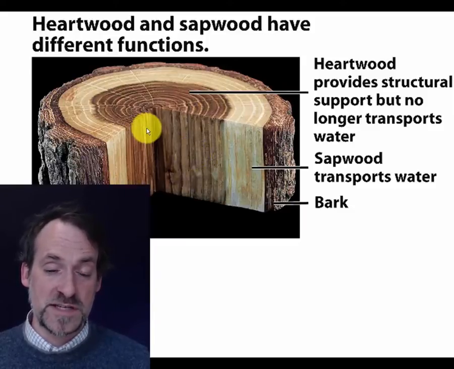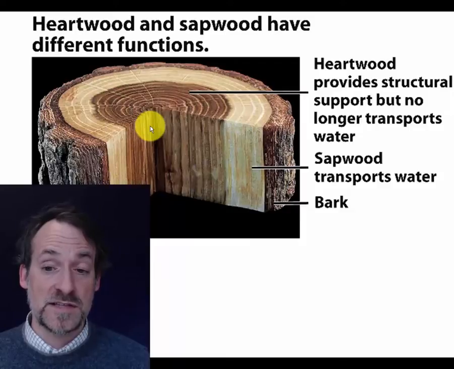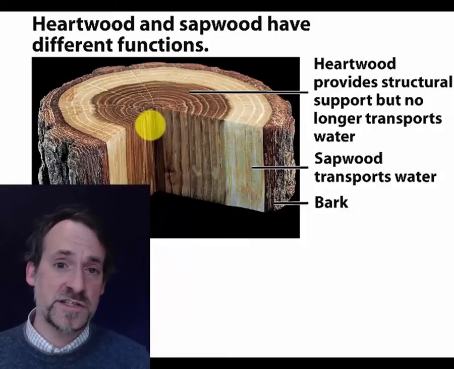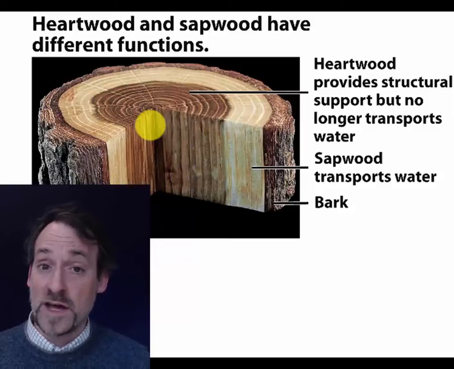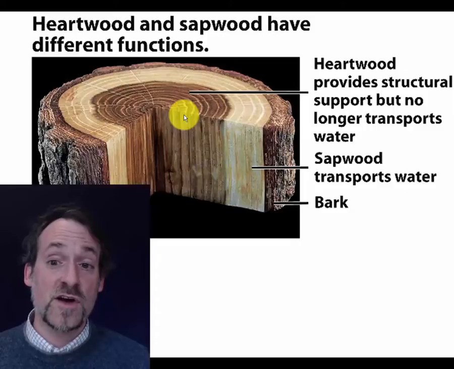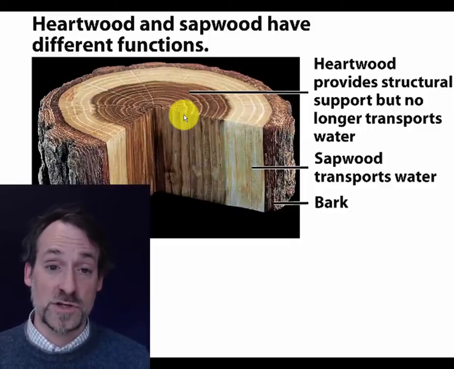This used to be xylem tissue that brought water up from the roots, but now it only serves a structural function. And this is why occasionally you'll see trees that have rotted out from the inside. What that tree has lost is just the heartwood, and that's why it can keep on living, because all it's lost is some of its structural strength.